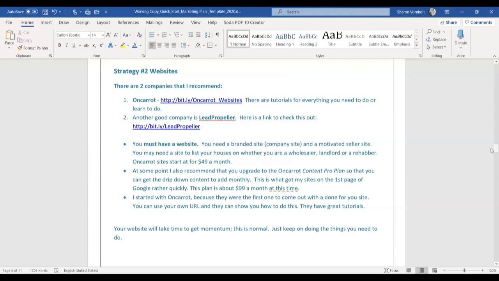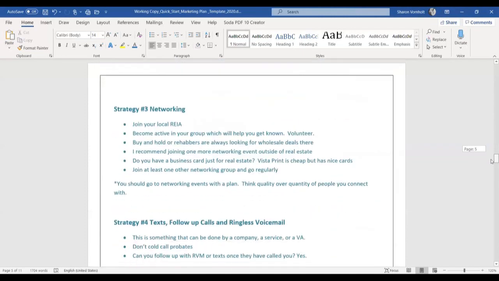So understand that it will take a while for your website to get some traction, for it to get some momentum. If you are building a website yourself, you're going to be lucky if it ever gets ranked. But if you're using one of these done-for-you sites, they have done a lot of that upfront work for you. So your website will be getting ranked generally in months rather than years. And that, my friend, is huge.